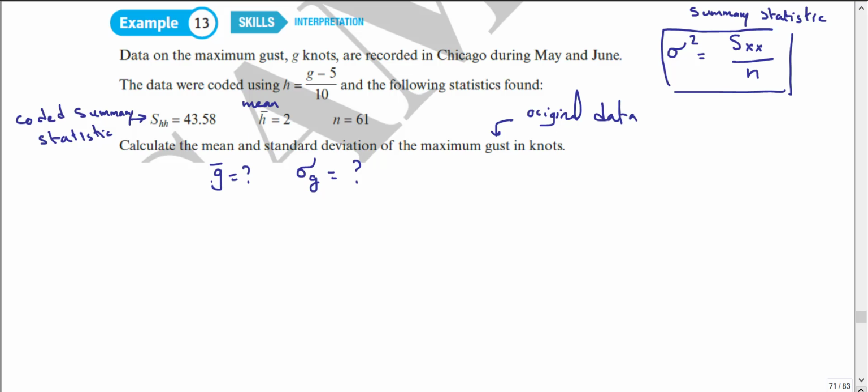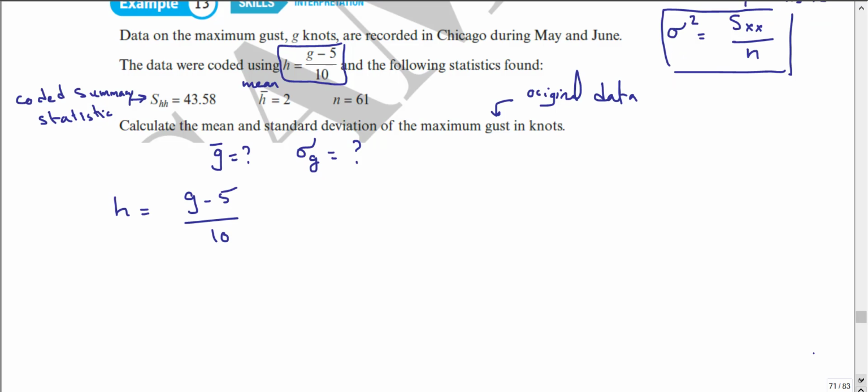Okay. So first, let's find the mean. How to find the mean? We use this formula. There is no table. You're not given any data to construct a table or anything. Just write the formula: H equal G minus 5 over 10. Again, I'm going to ask you a question. Which one is the coded data and which one is the original data? Which one is the coded, H or G? H, yes, coded data.